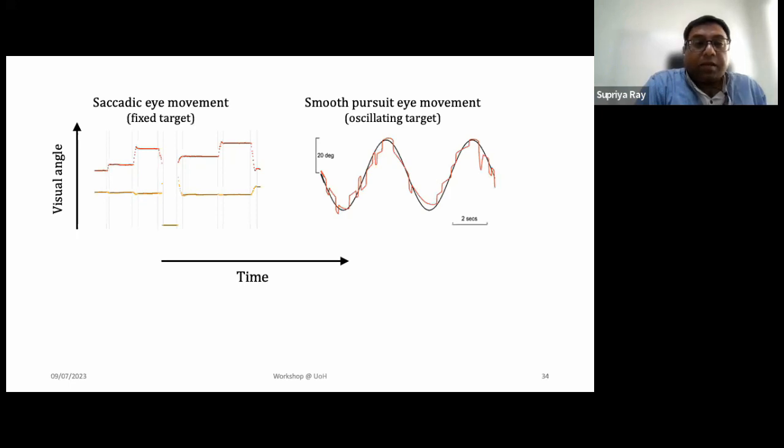This is the kind of change in eye position that you will observe in your data, because the eye tracker records eye position in vertical and horizontal orientation. On the left panel, you see the saccadic eye movement, where these horizontal and vertical traces change when the subject makes an eye movement. On the right panel, you see smooth pursuit, where the subject keeps their eyes on a moving object.